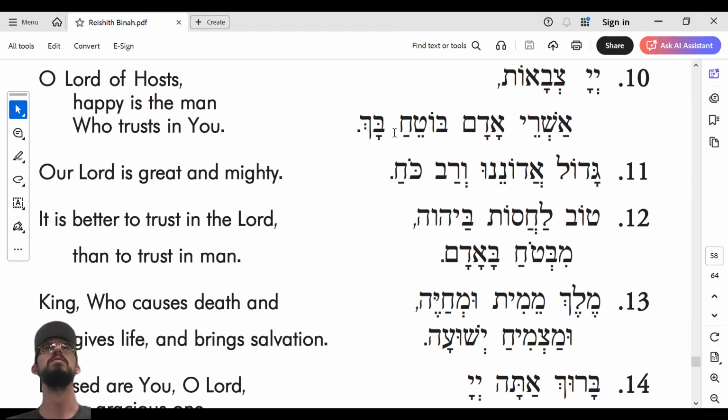Ashrei Adam Boteach, here's the rule that we learned before, right? Boteach, even though the pataḥ is at the very end here, you push it all the way before the chet, so Boteach, and Bach, right? So have bet with the kamatz and kaf sofit with the shva, right? So Lord of Hosts, happy is the man who trusts in you.